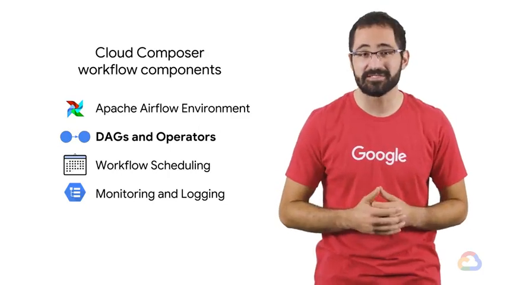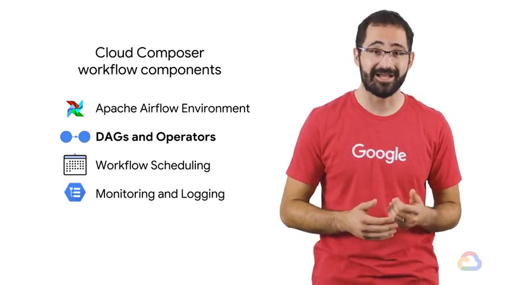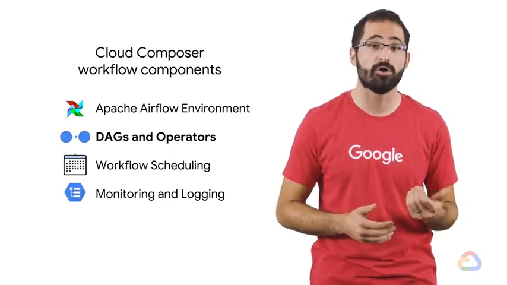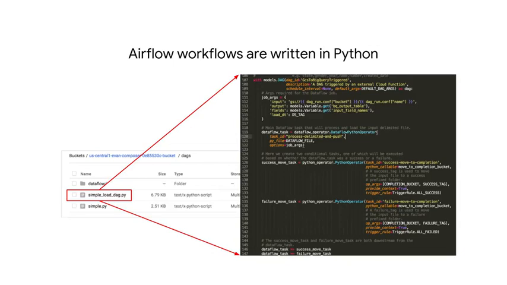Now that you're familiar with the basic environment setup, it's time to discuss your primary artifact, which is your DAG, and the operators you are using to call whichever services you want to send tasks to. First, Airflow workflows are written in Python. You only have one Python file for each DAG.